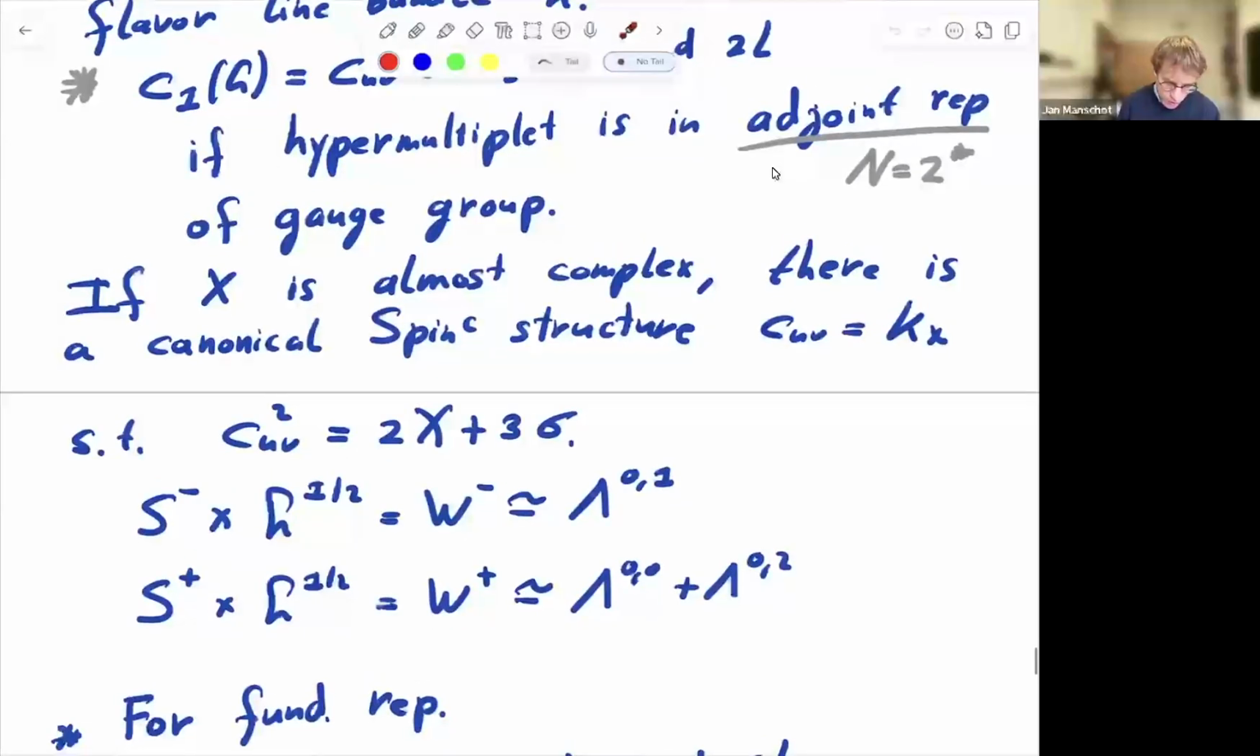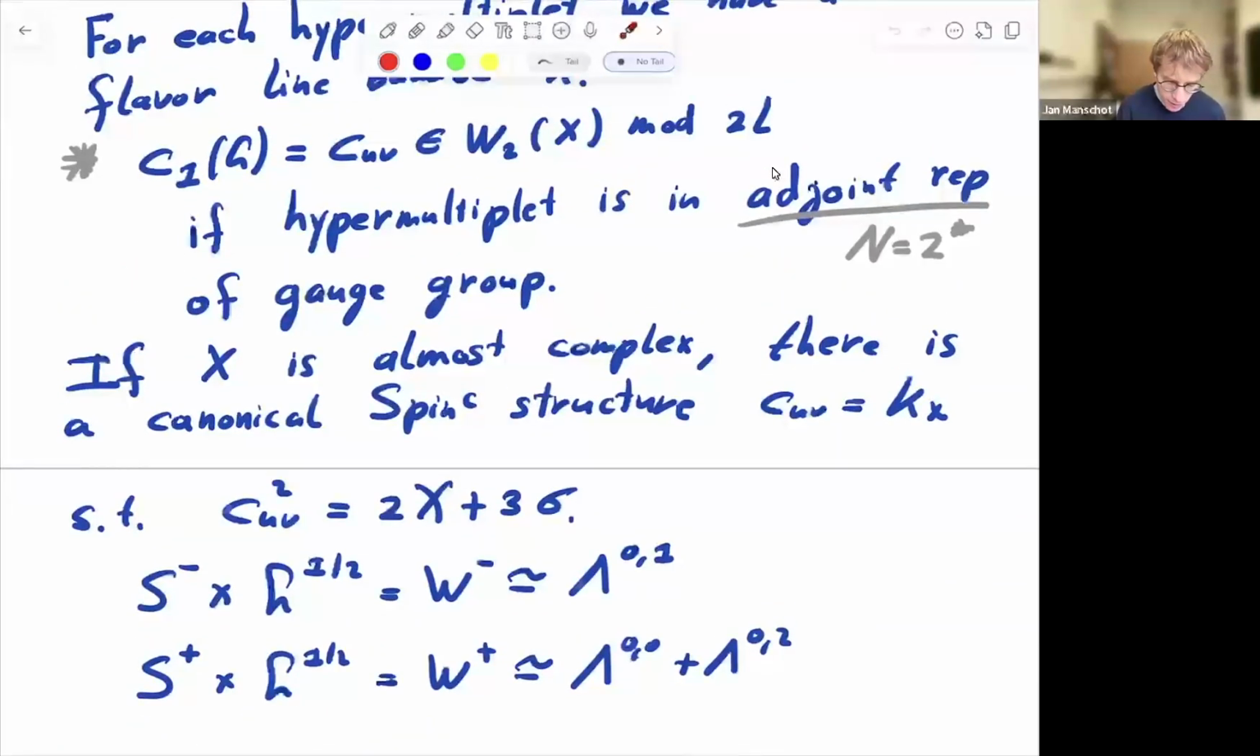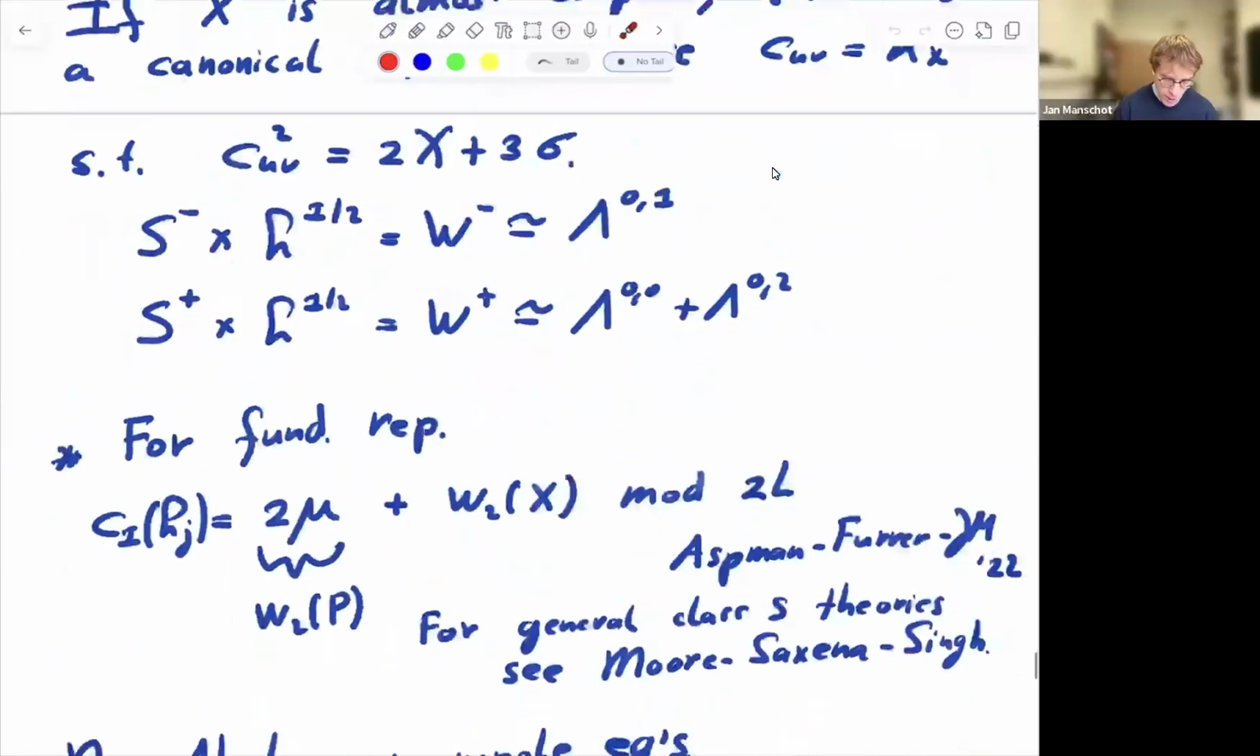So we've seen this for two cases. One case is for the adjoint representation. Then we arrive at the theory known as N=2*. It's a massive deformation of N=4. And then we couple to a spin-C structure denoted by C_UV, which needs to satisfy this integrality condition equal to w2(X) modulo 2 times the lattice.